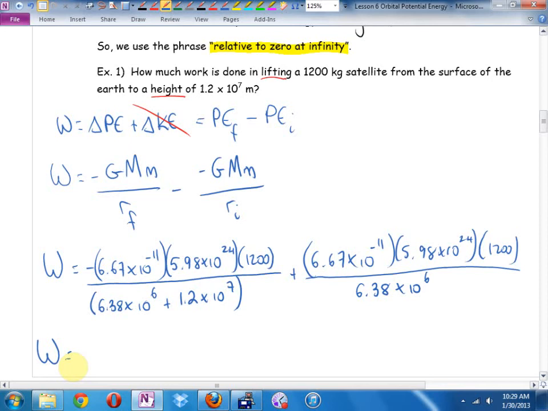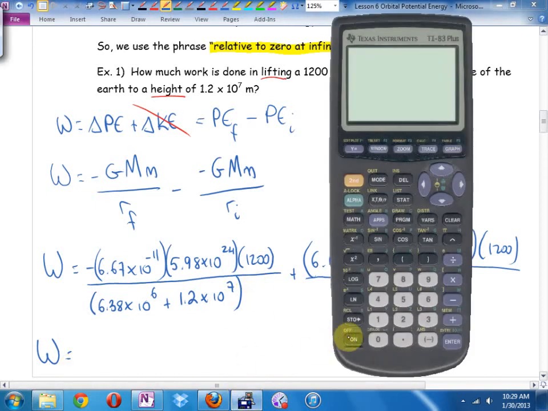You'll notice a lot of these numbers appear twice in both expressions. We're going to try and exploit that on our good calculators, especially if you got a graphing one. You'll really like this, but here's what I would do. Clear, clear, clear. Negative 6.67, scientific notation button, negative 11, times 5.98, scientific notation button, 24, times 1200, divided by bracket 6.38, scientific notation button 6, plus 1.2, scientific notation button 7.